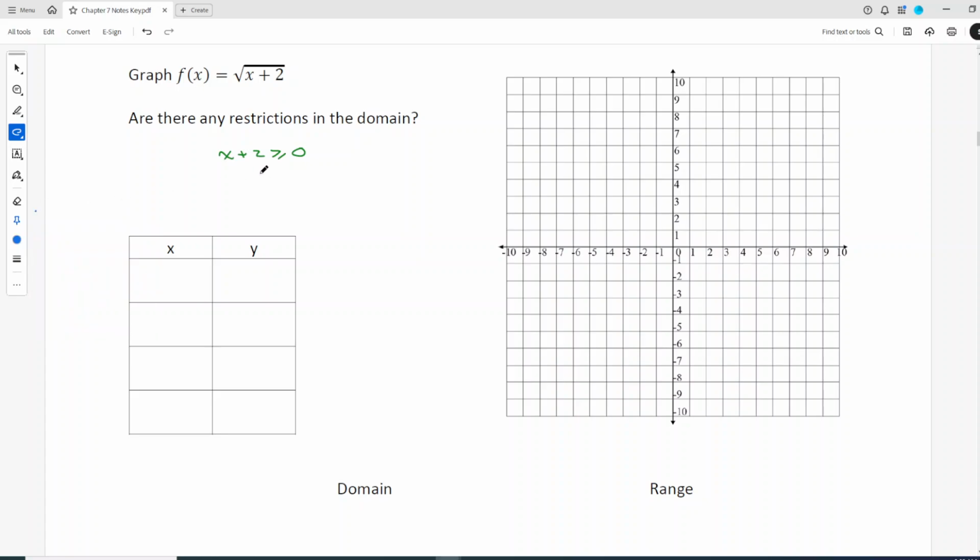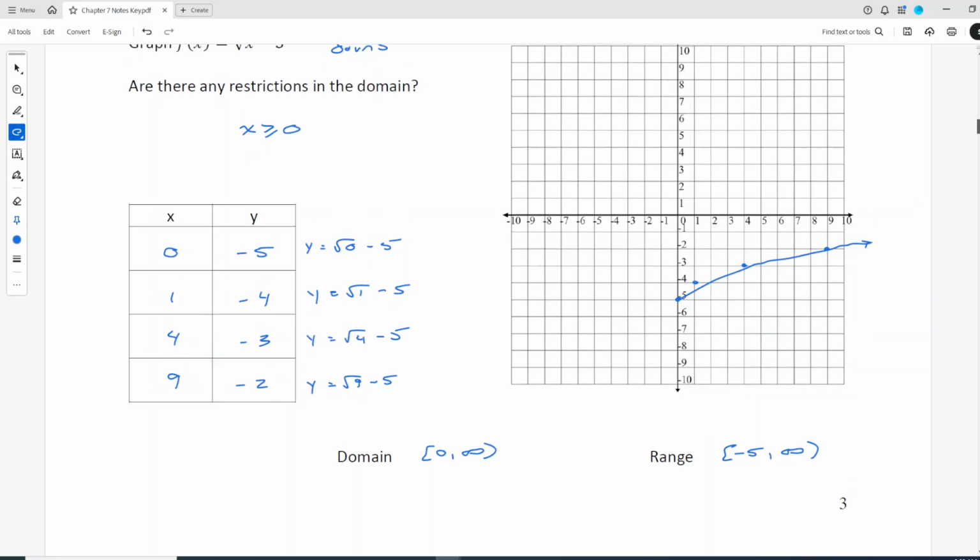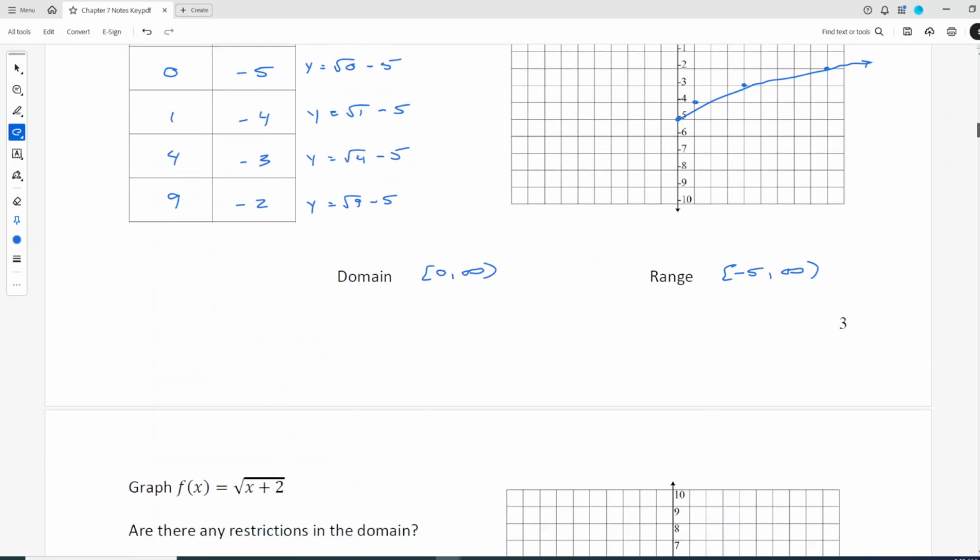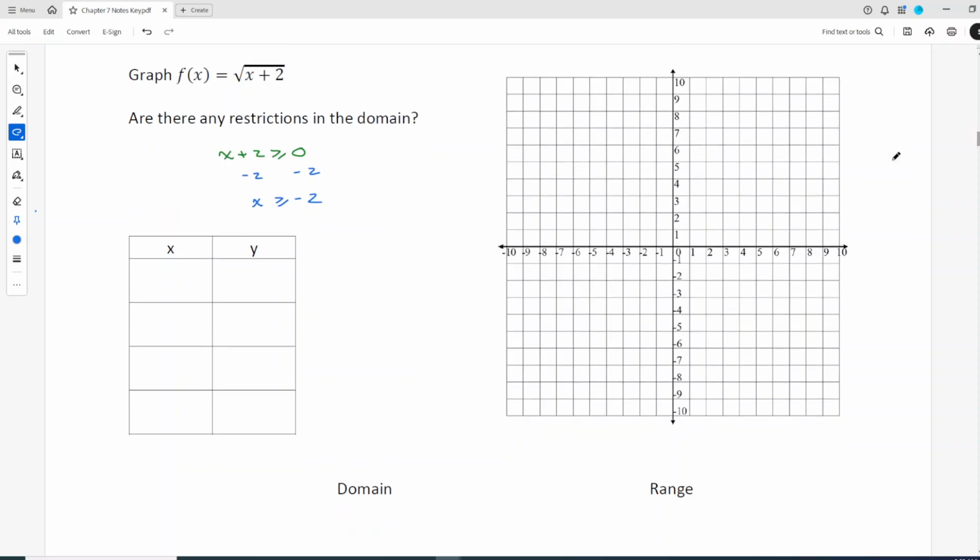So what does that mean for x? Well, if x plus 2 has to be greater than or equal to 0, then if we solve this like an inequality, we would get that x has to be greater than or equal to negative 2. Which means that instead of starting at x is greater than or equal to 0, we can put in x values that start at negative 2. If I put x equals negative 2 into the equation, I get y equals the square root of negative 2 plus 2, which is the same as the square root of 0, which is 0.